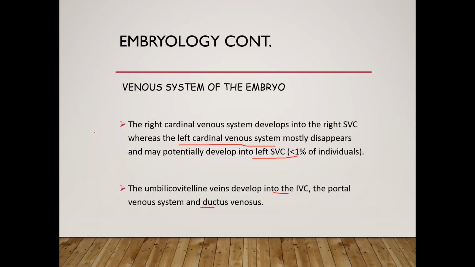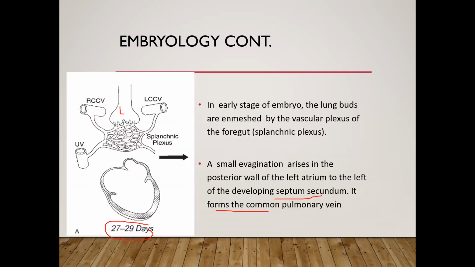In the venous system of the embryo, the cardinal system forms above the heart. The right cardinal venous system develops into the right SVC, whereas the left cardinal venous system mostly disappears and may potentially develop into a left SVC, which occurs in less than 1% of individuals. The umbilico-vitelline veins develop into the IVC, portal vein, venous system and ductus venosus.